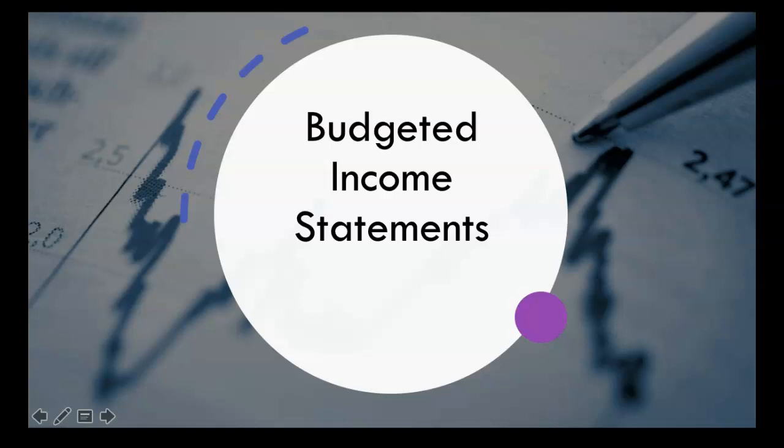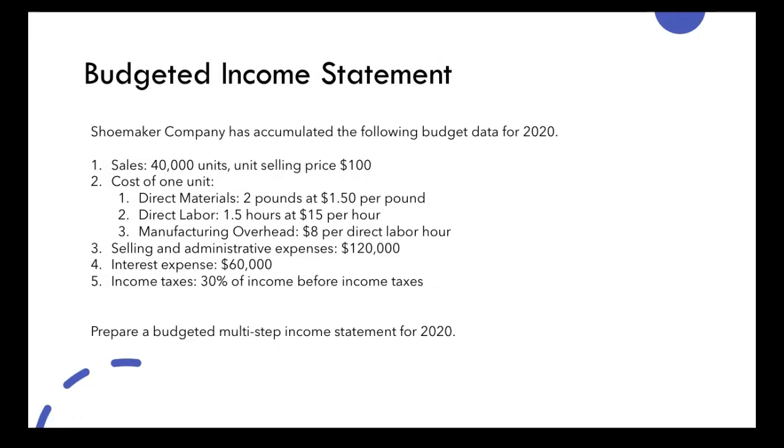Let's work on a budgeted income statement example problem. So this problem says Shoemaker Company has accumulated the following budget data for 2020. So we're given sales information of 40,000 units for a unit selling price of $100.